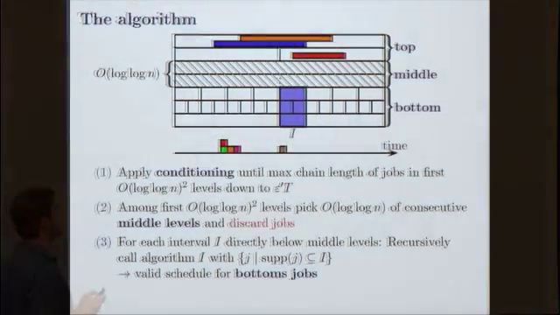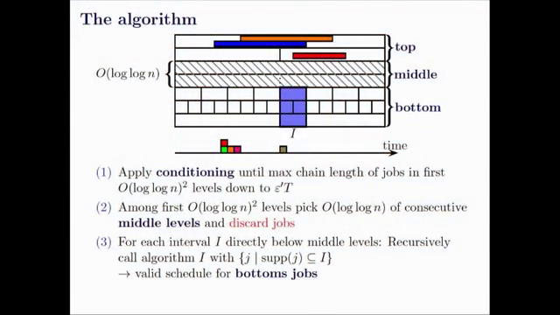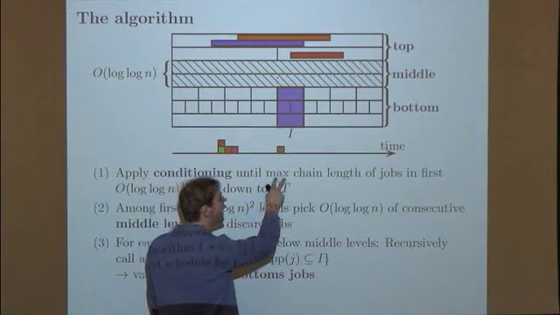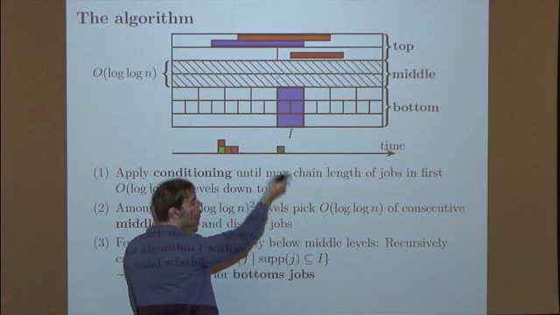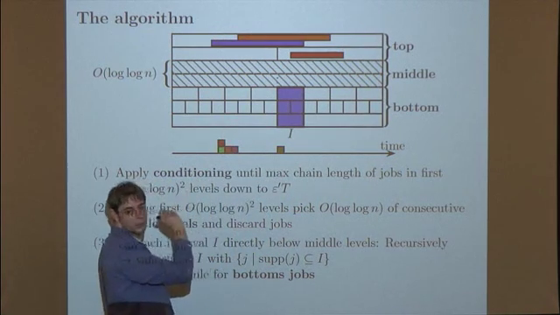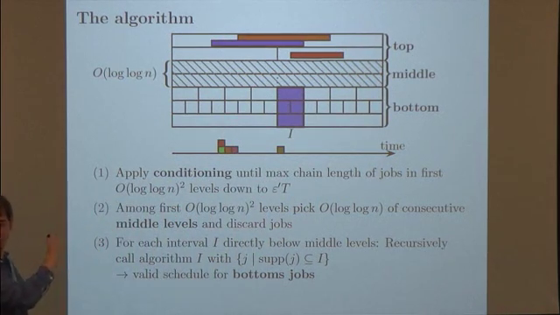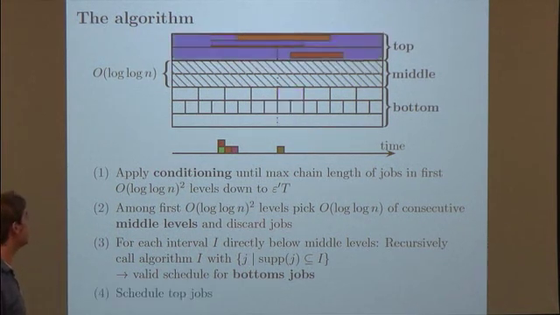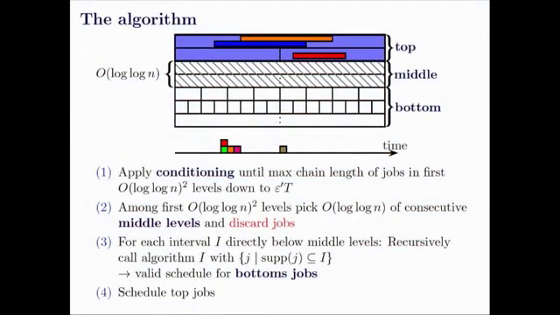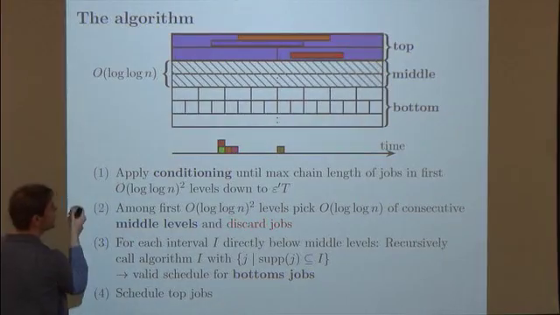But it will still be enough. And why does it work? The reason is that we have decreased the length of the maximum chain among the top jobs, the jobs that are assigned to the top intervals. Okay, good. Okay, so first things first. Let's start with the first point.